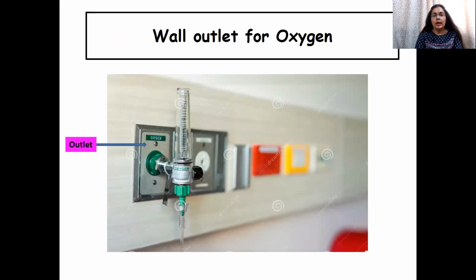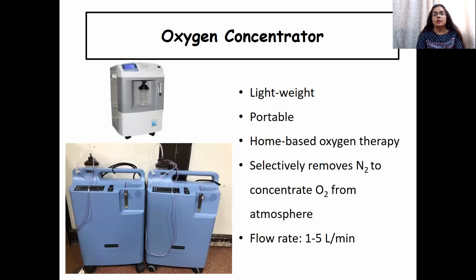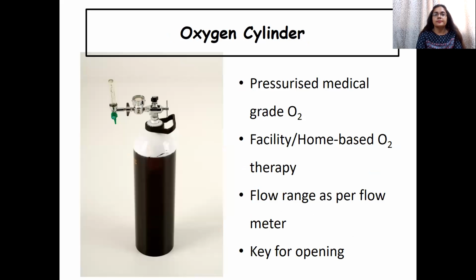Then there can be a wall outlet. This is what you will see in your ward or the ICU areas. Then you can also have concentrators, but usually they are used in home-based settings as they can deliver very low flow rates, between 1 to 5 liters per minute only. They generate oxygen by removing nitrogen and concentrating oxygen from the atmosphere. So the oxygen delivered is around 90 to 95% pure oxygen. FiO2 of 1 cannot be achieved with these devices.